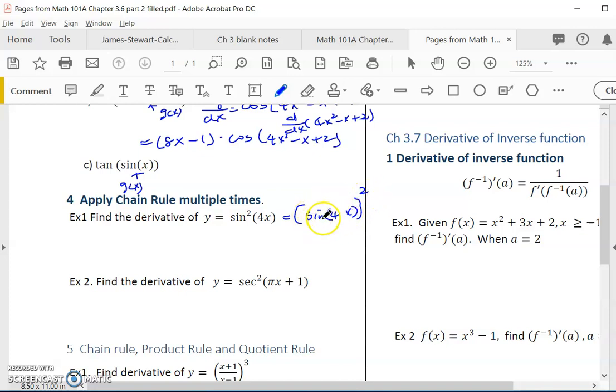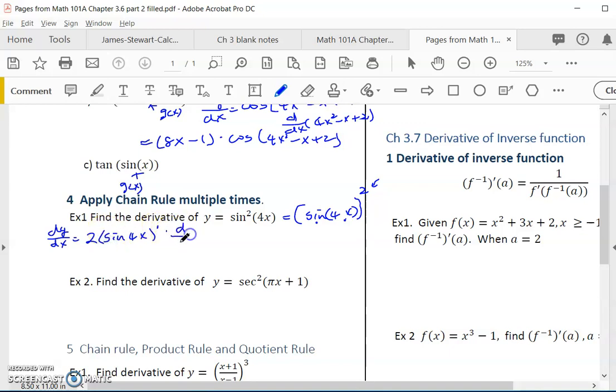And then inside, I also have a second layer inside, right? So this is the outside and the inside. But this is the most outside one. So you have to apply it multiple times. So apply one by one. Do that one first, which is a general power rule. So we say dy dx would equal to 2 of just sine 4x, right? Don't change anything of the inside, to the power 1.